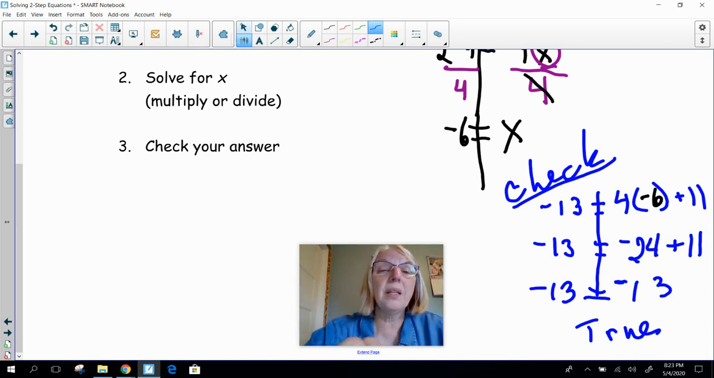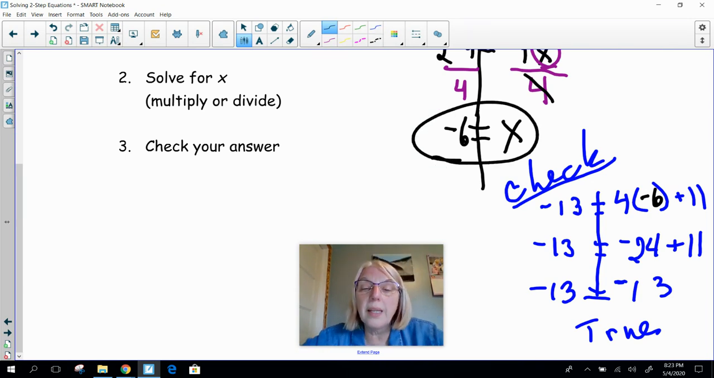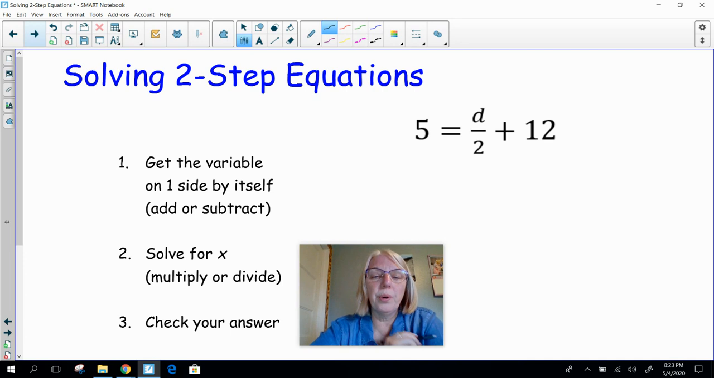And so what that means is we can come back up here and with confidence, we can say, yes, my answer is x is -6. So we're trying to solve for the variable. And sometimes the variable is going to be a letter, and the letter does represent a number. One more, and then I'll let you work away.